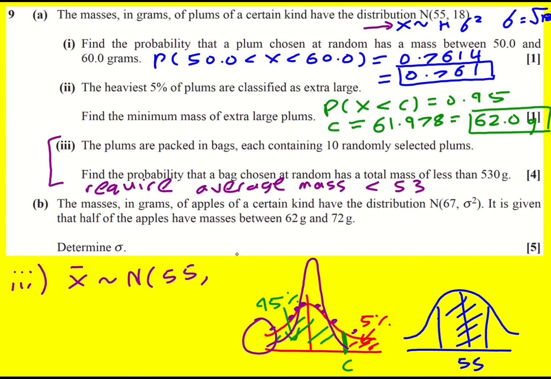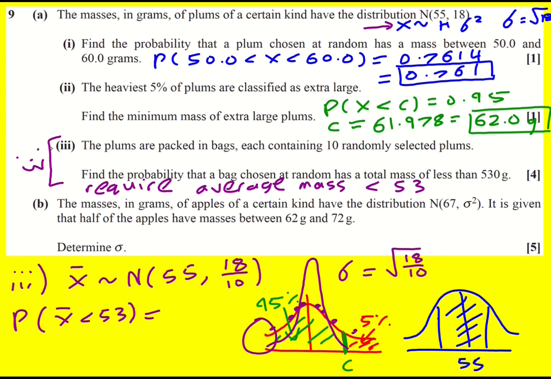So this is where the standard deviation actually changes. The variance is 18 over 10, just like when you're dealing with hypothesis testing. So our standard deviation is then root 18 over 10. And I want to find the probability that the average mass from picking 10 is less than 53. The reason it's difficult is that it's not something you see a lot of in A-level maths. So just be aware of this question and make sure you understand it, and be ready for more like it if this did catch you out.